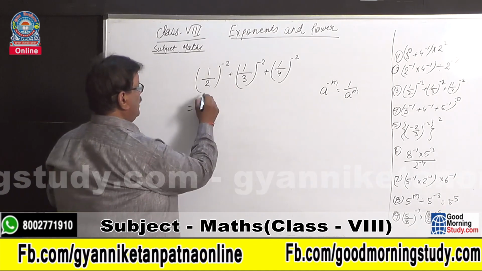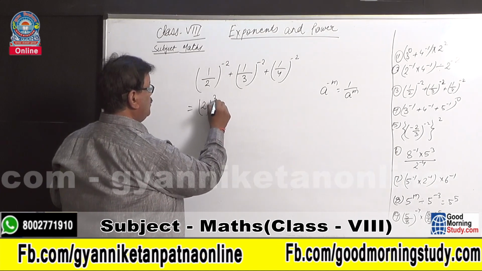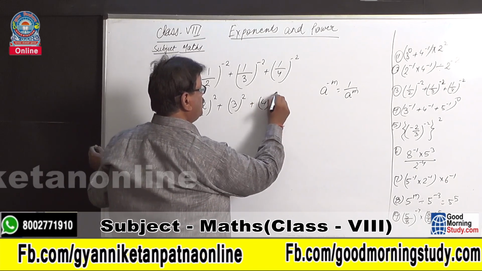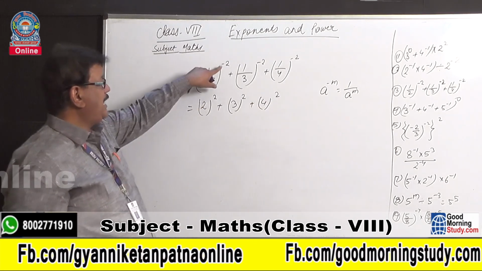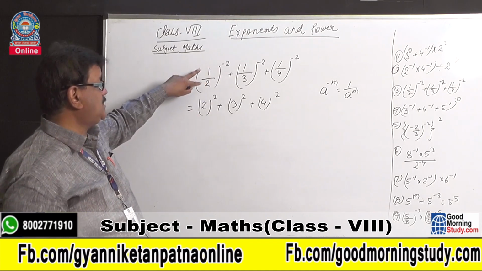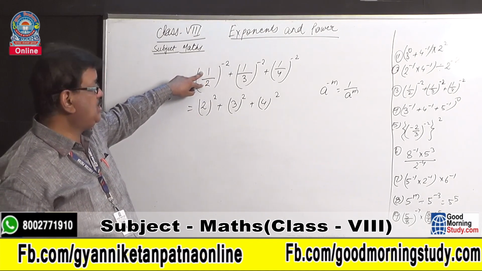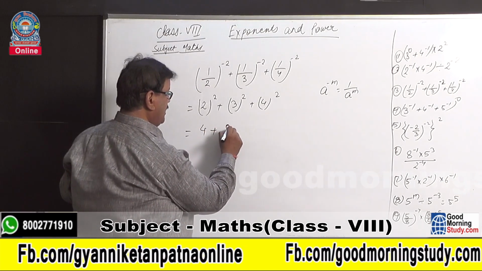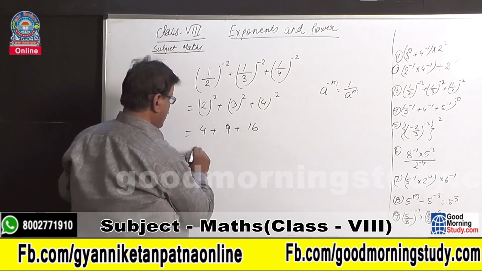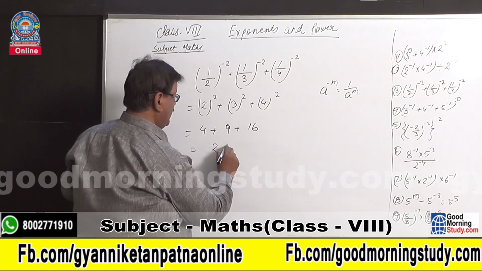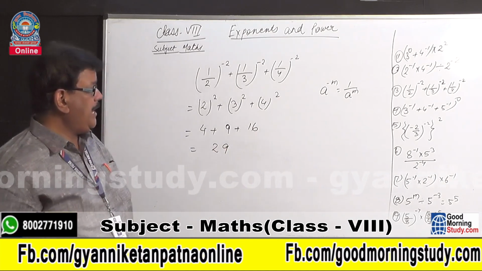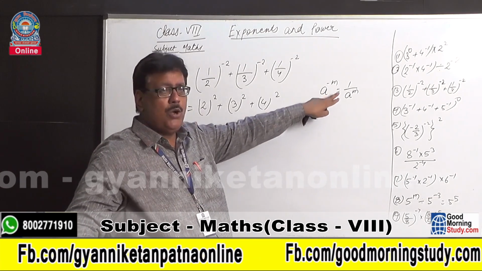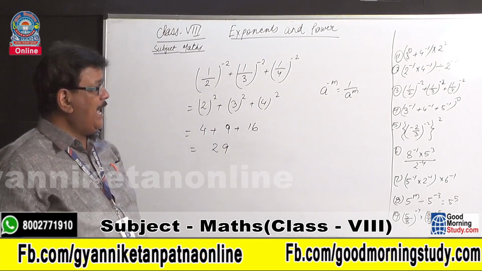So we will get 2 raised to the power 2 plus 3 raised to the power 2 plus 4 raised to the power 2. Here the negative signs are eliminated because we have just taken the reciprocal. So this will be 2 times 2 is 4, 3 times 3 is 9, and 4 times 4 is 16, and the result will be 29. The same formula is used here: a raised to the power minus m is equal to 1 by a raised to the power m.